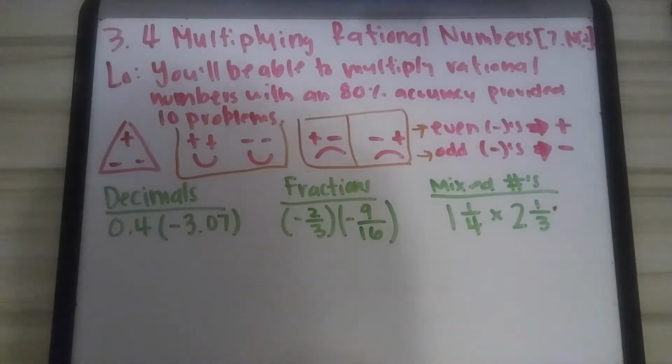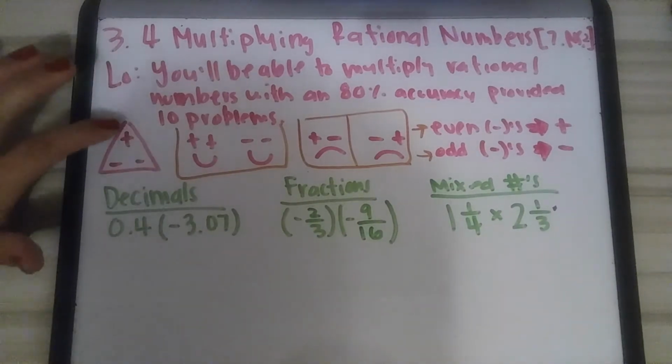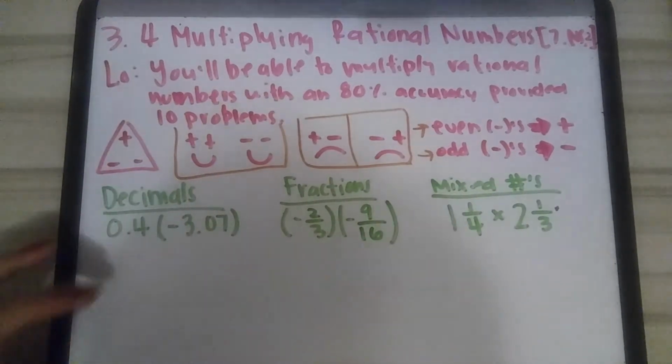You can also use a little triangle. Negative times a negative gives you a positive. Positive times a negative gives you a negative. Okay, so let's go with decimals.